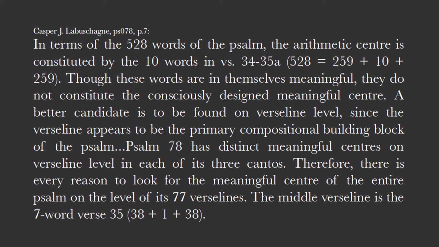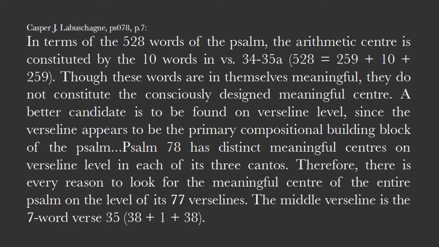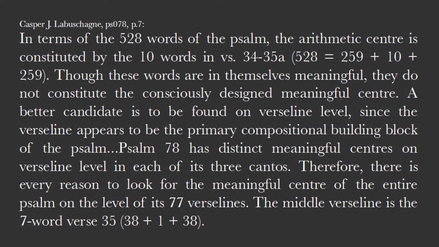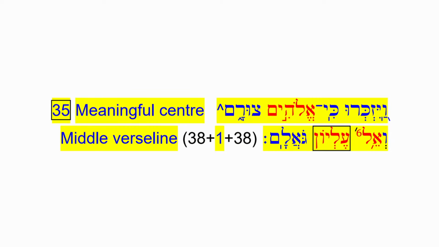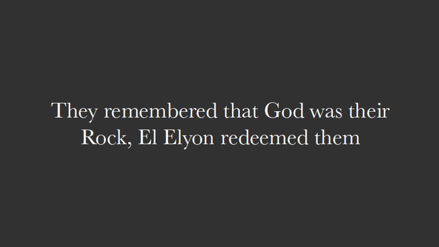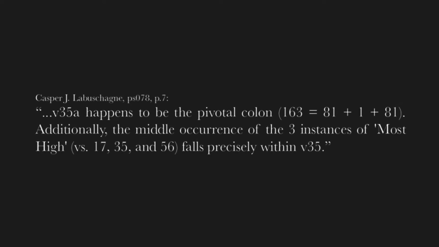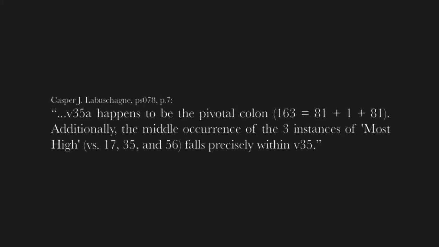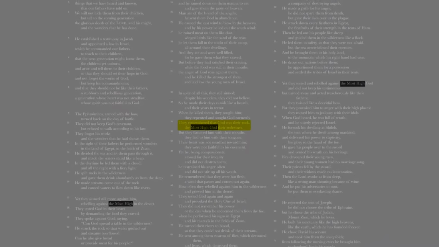Psalm 78 has distinct meaningful centers on verse line level in each of its 3 cantos. Therefore, there is every reason to look for the meaningful center of the entire psalm on the level of its 77 verse lines. The middle verse line is the 7-word verse 35." And that verse reads, "They remembered that God was their rock, and that God Most High redeemed them." Labuschagne continues, "Verse 35a happens to be the pivotal colon. Additionally, the middle occurrence of the 3 instances of Most High, that is elyon, falls precisely within verse 35."